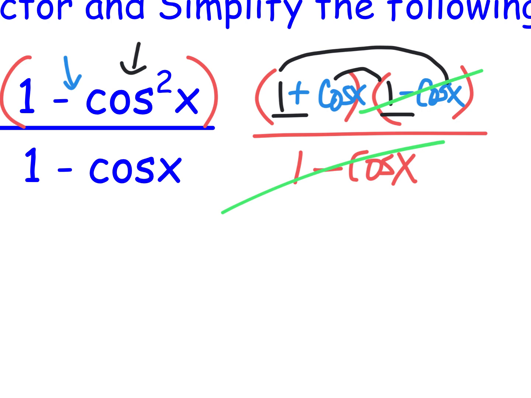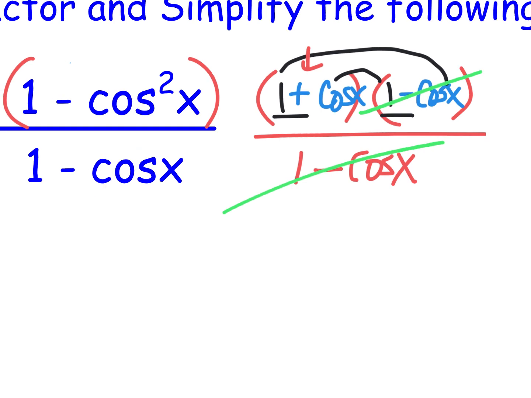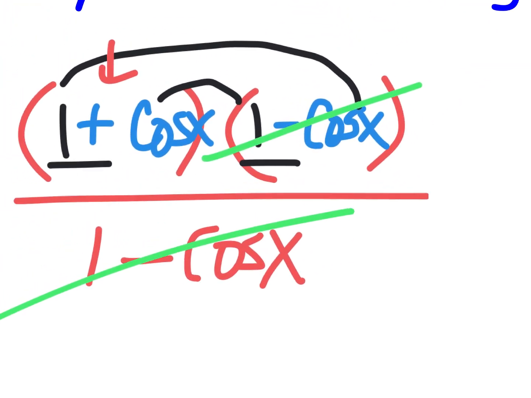Do you get a lot of kids who think, oh, I can just cancel this and this, and then this and this? That's not at all right. You'd have a minus in your answer, and it's actually a plus. So no, don't try to just cancel them. You've got to factor it, because if you can factor it, you should. And once it's factored, then stuff cancels. All right, next one.